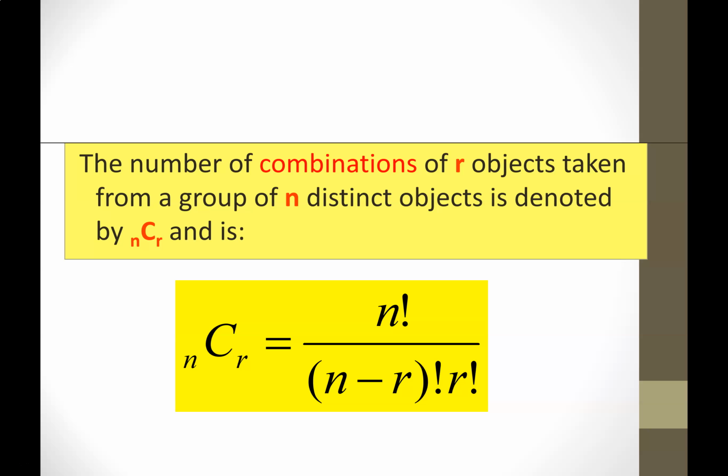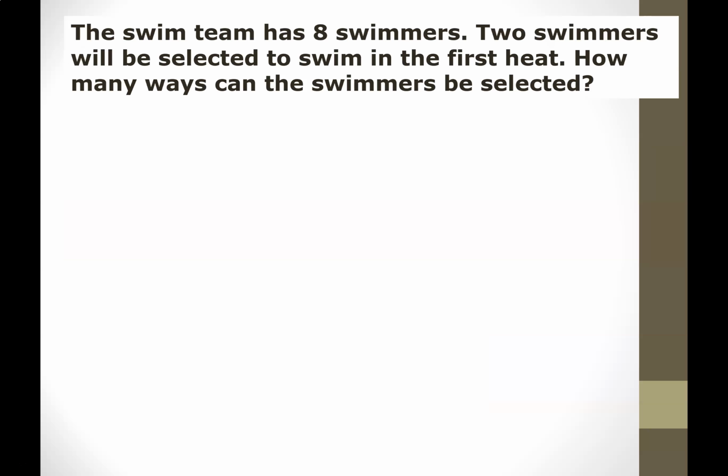Okay, you also have combinations as well. We've dealt with these also. And remember the thing here, for combinations, order does not matter. So now we have an example here. The swim team has 8 swimmers. 2 swimmers will be selected to swim in the first heat. How many ways can the swimmers be selected? So again, you need to come up with your N and your R and then substitute accordingly and simplify.